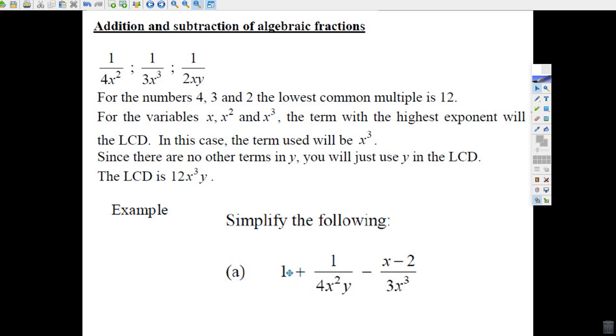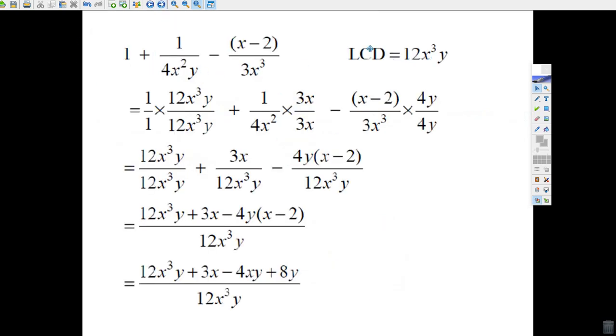Now let's try a question. You've got 1 plus 1 over 4x squared y minus x minus 2 over 3x cubed. Well, the first thing is to get the lowest common denominator. We already did that in the last question, but between these two things, it's 12x cubed y. That's the smallest product of numbers and variables that these things divide into. So 12x cubed y.